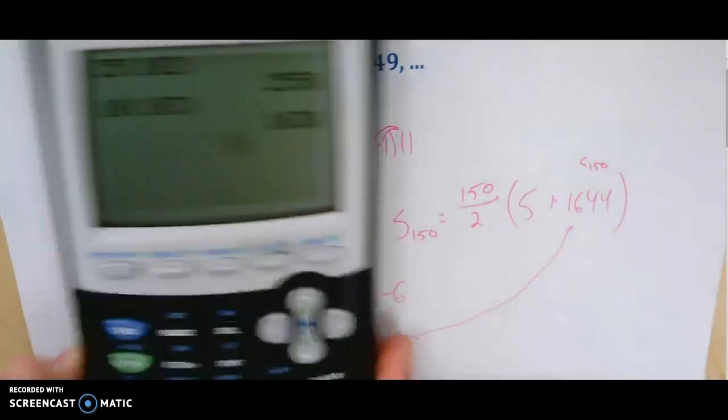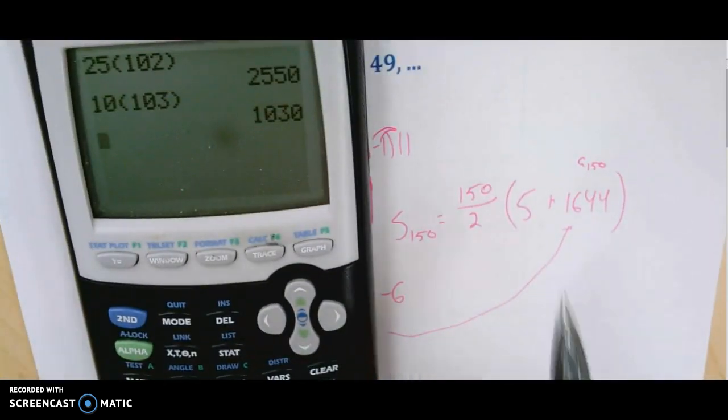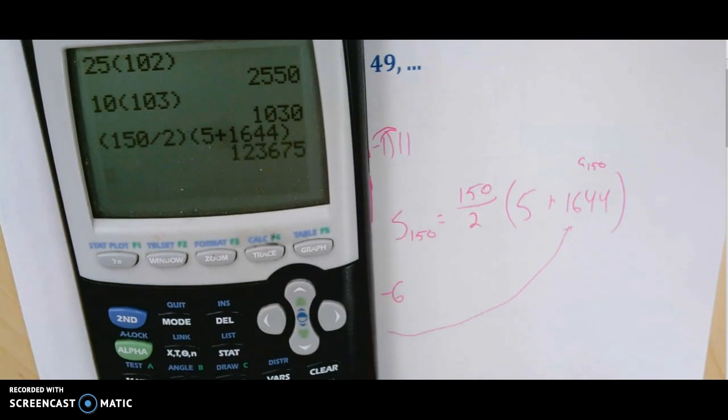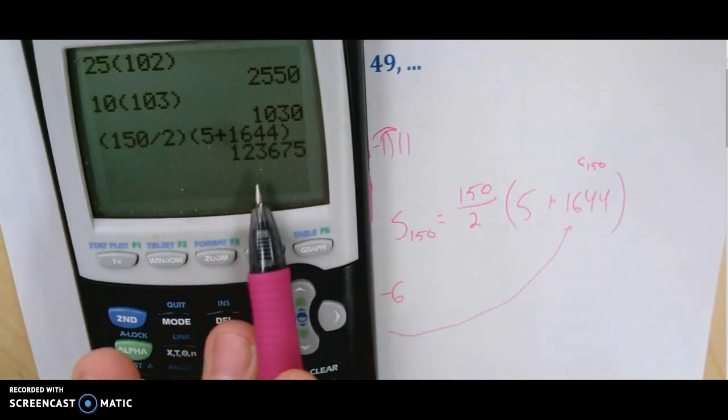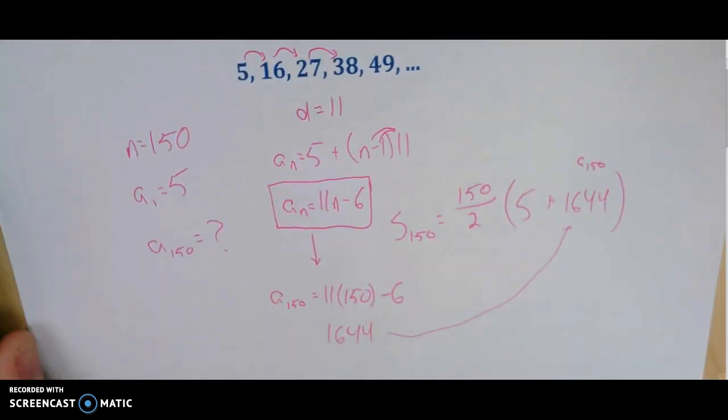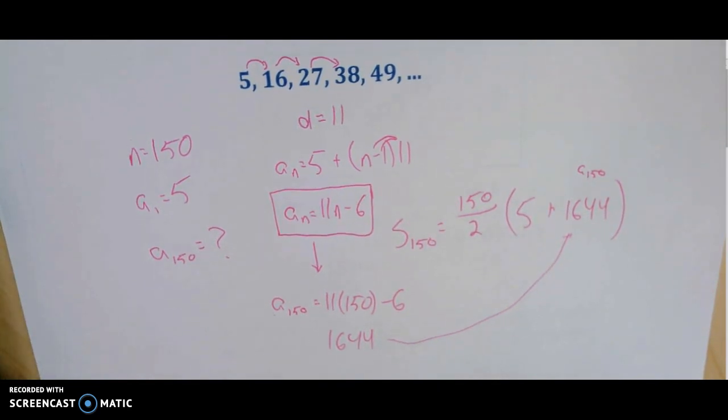And now we can go straight to our calculator. This one, maybe we're a little less comfortable on the calculator. So if I did 150 divided by 2, I'm going to lock that in parentheses so my calculator knows that this is one separate entity, times 5 plus 1644, we should be getting 123,675. Quite a gargantuan number.